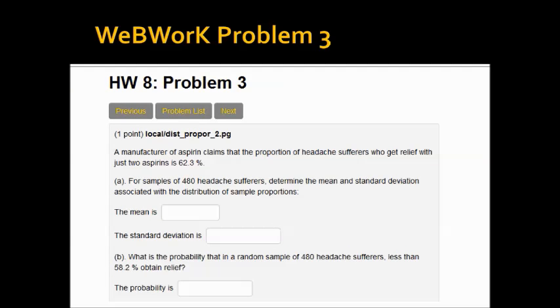Suppose 62.3% of the population get relief from taking 2 aspirin. If we consider a sample of size 480, what is the mean and standard deviation for the distribution of sample proportions? For such a sample, what's the likelihood that the sample proportion is less than 58.2%? Use what you know about the distribution to compute this probability.